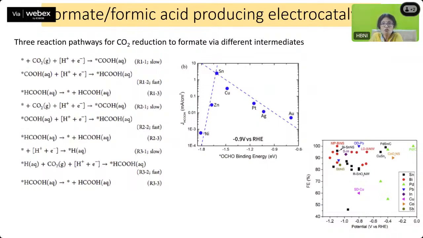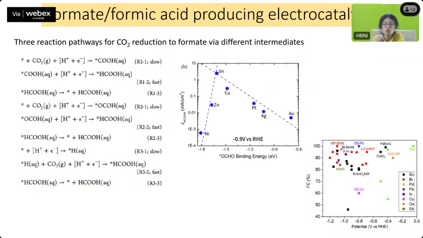There are different ways of carbon dioxide reduction. One is by producing formates or formic acid. So you can have three reaction pathways for carbon dioxide reduction to formate via different intermediates, as you can see over here. So these are the reactions. It's difficult for me to read out, but definitely when you look into this slide, you will find there are three different reaction pathways.